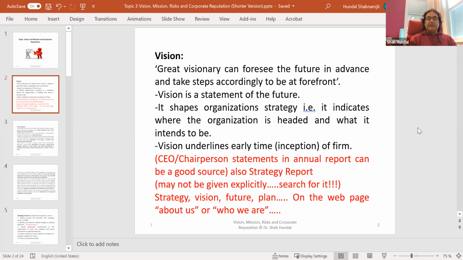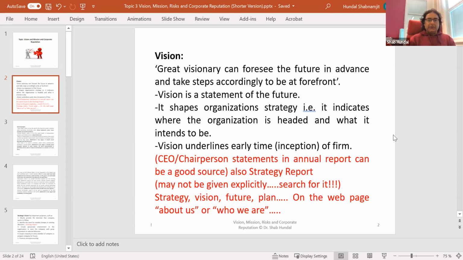It indicates where the company or the organization, I'm using the word organization because it can also be a non-profit organization, is heading to, what it intends to be. And normally the vision statement is created in the very beginning, when the company or the organization is born. Actually, it's not just the for-profit companies.